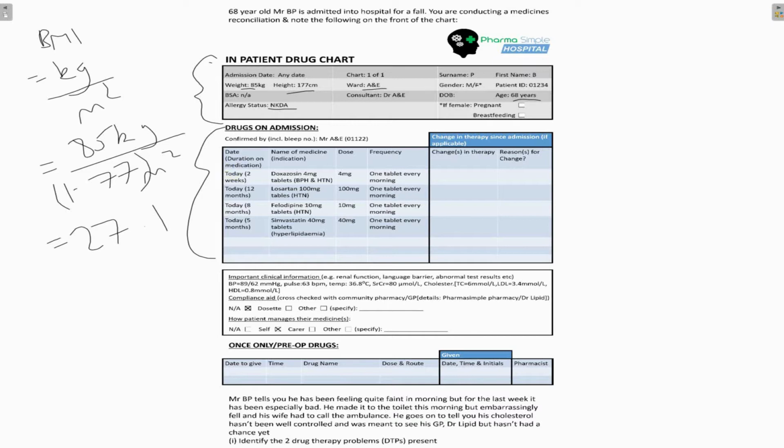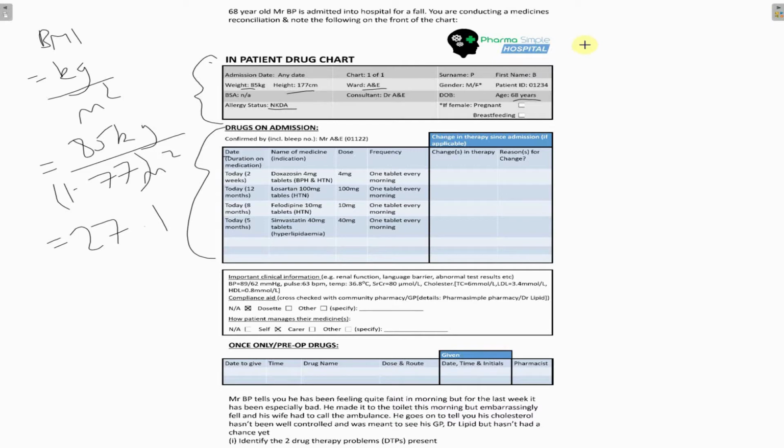So the drugs on admission, they're the drugs the patient brought on with them. So we've got that classified into date, in brackets duration that they were on the medication, the name of the medicine, and what they're using it for, the indication, the dose and the frequency. We've got change in therapy since admission if applicable, but they've just been admitted, so there's not been any changes.